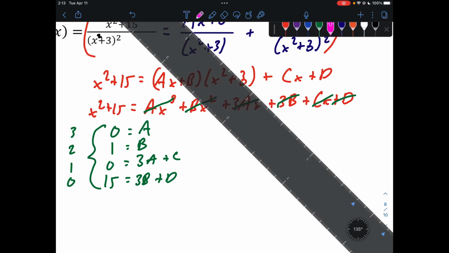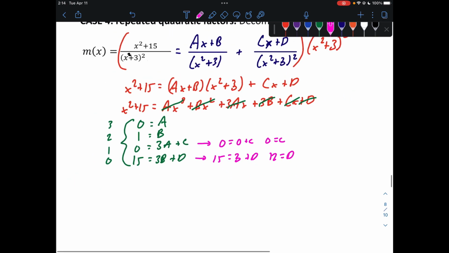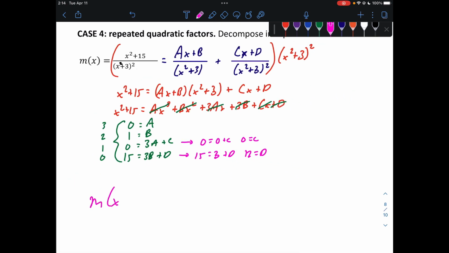So then here, 0 equals 0 plus c, so 0 equals c. And here, 15 equals 3 plus d, so d is 12. And that's it. We have our answer. M of x can be rewritten as 0x plus 1 over x squared plus 3 plus 0x plus 12 over x squared plus 3 squared.